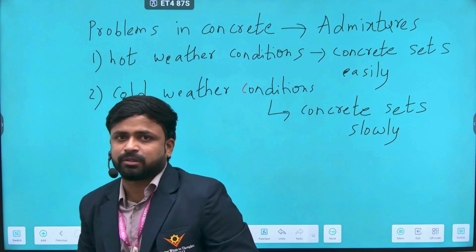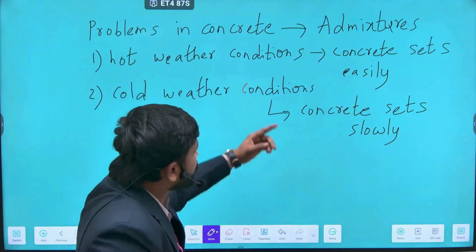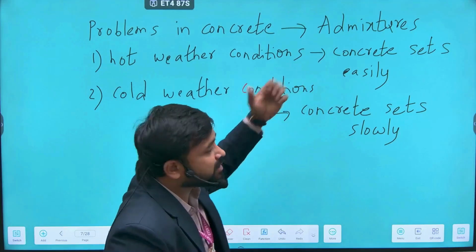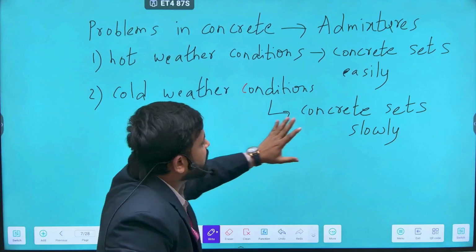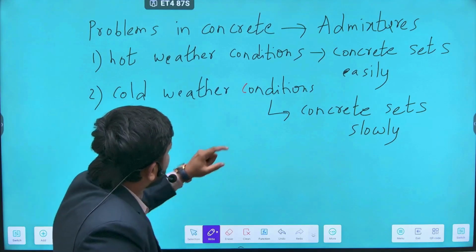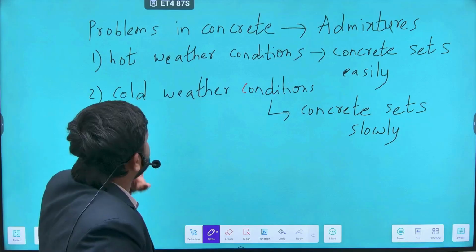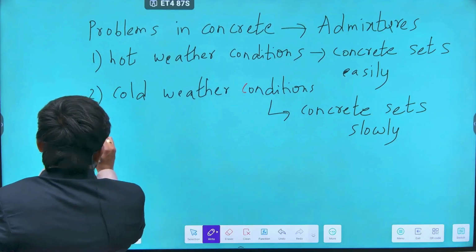How can I modify this property? That is the problem. So I am going to admixtures. What admixture is doing, we'll discuss later. Okay. Here concrete is setting slowly, so I want to modify this property. That is also one of the problem. Okay. One more problem.